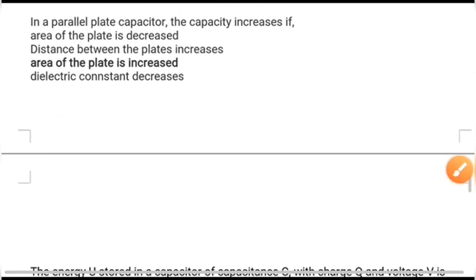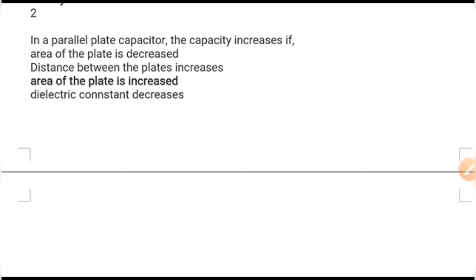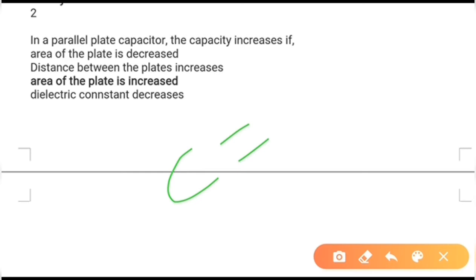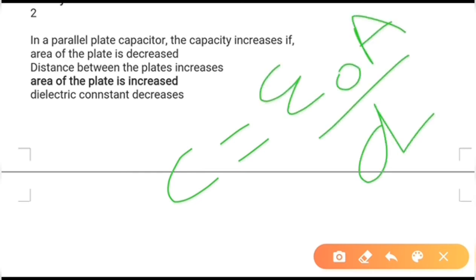The next question, in a parallel plate capacitor, the capacity increases if the area of the plate is decreased, the distance between the plates increases, the area of the plate is increased, or the dielectric constant decreases. We know the formula for parallel plate capacity: C is equal to epsilon naught A by D. So capacitance is directly proportional to the area and inversely proportional to the distance between the plates. Here area of the plate is decreased, is wrong. Distance between the plates increases, it's wrong.